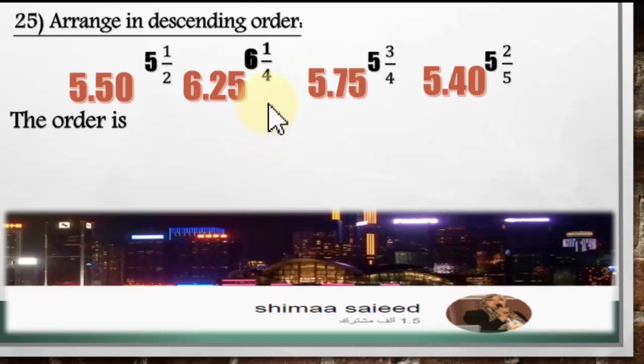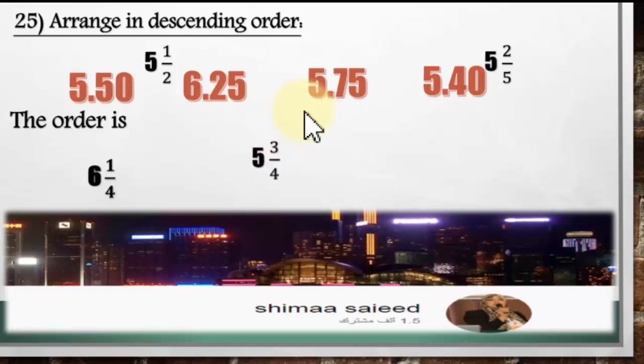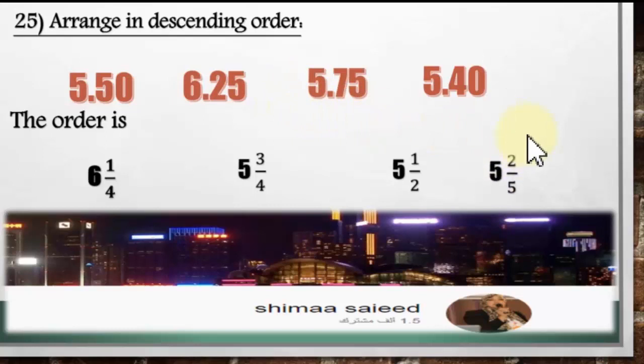Now the greatest one is 6.25, which is 6 and quarter. After that we have 5.75, which is 5 and 3/4. After that we have 5.50, which is 5 and half. The smallest one and the last one is 5 and 2/5, which is 5.40.